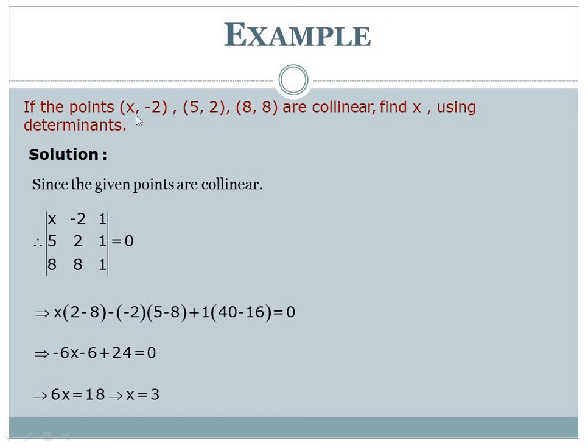Example, if the points x, -2, 5, 2 and 8, 8 are collinear, then find the x using the determinant. If these 3 points are collinear, then you can say that the area of the triangle formed by these 3 points is 0. It means what? The determinant of these 3 points is 0. So form the determinant with these 3 points. So the determinant is x, -2, 1, 5, 2, 1, 8, 8, 1. Solve this determinant so as to get the value of x, and the value of x will be equal to 3.